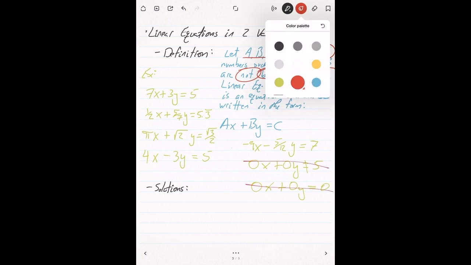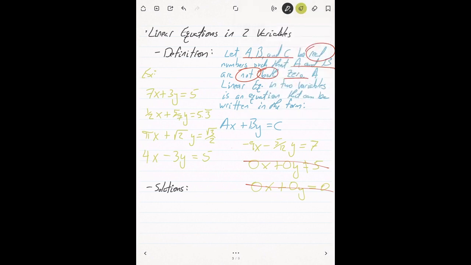What about this situation? And I'm kind of running out of room here. Let's try this example. Let's say 0x plus 5y is equal to 15. Is this allowed as a linear equation? A lot of times students might jump and say, no, this isn't allowed. Look, a here is 0. Careful. If you read what the definition says, it says that a and b cannot both be 0. One of them can be 0. That's allowed. However, you can't have both of them be 0.